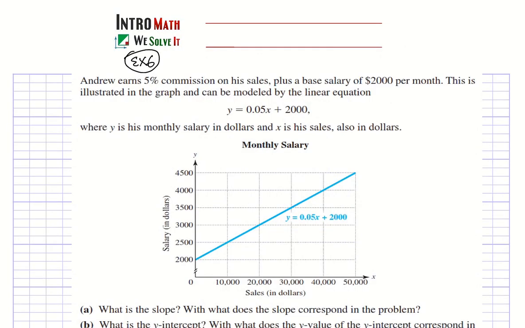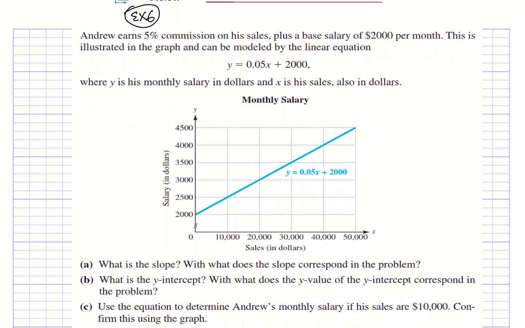All right, here is the next example, number 6. It says Andrew earns 5% commission on his sales plus a base salary of $2,000 per month. This is illustrated in the graph and can be modeled by the linear equation y equals 0.05 times x plus 2,000, where y is the monthly salary in dollars and x is his sales, also in dollars.